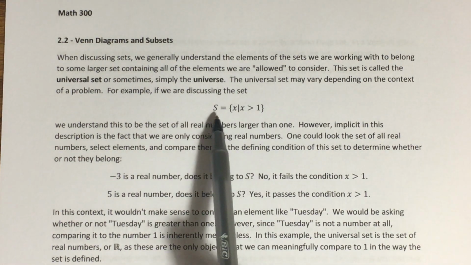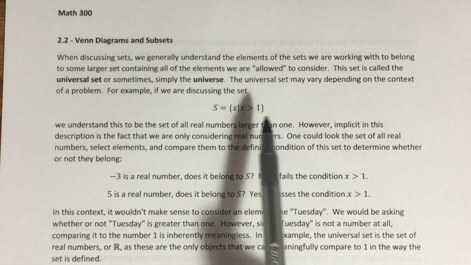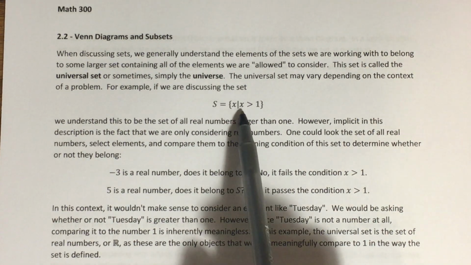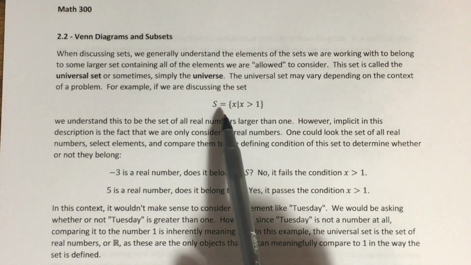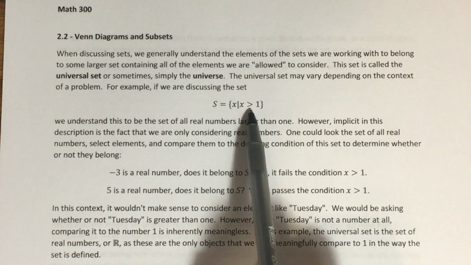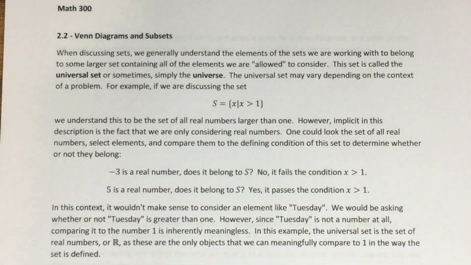Suppose we're looking at this set here. And again, this is in set builder notation, which takes a little bit of getting used to, but just read the way that we read these sets. This says that S is equal to the set of all x such that x is greater than 1. Or in other words, it's the set of all numbers that are larger than 1.